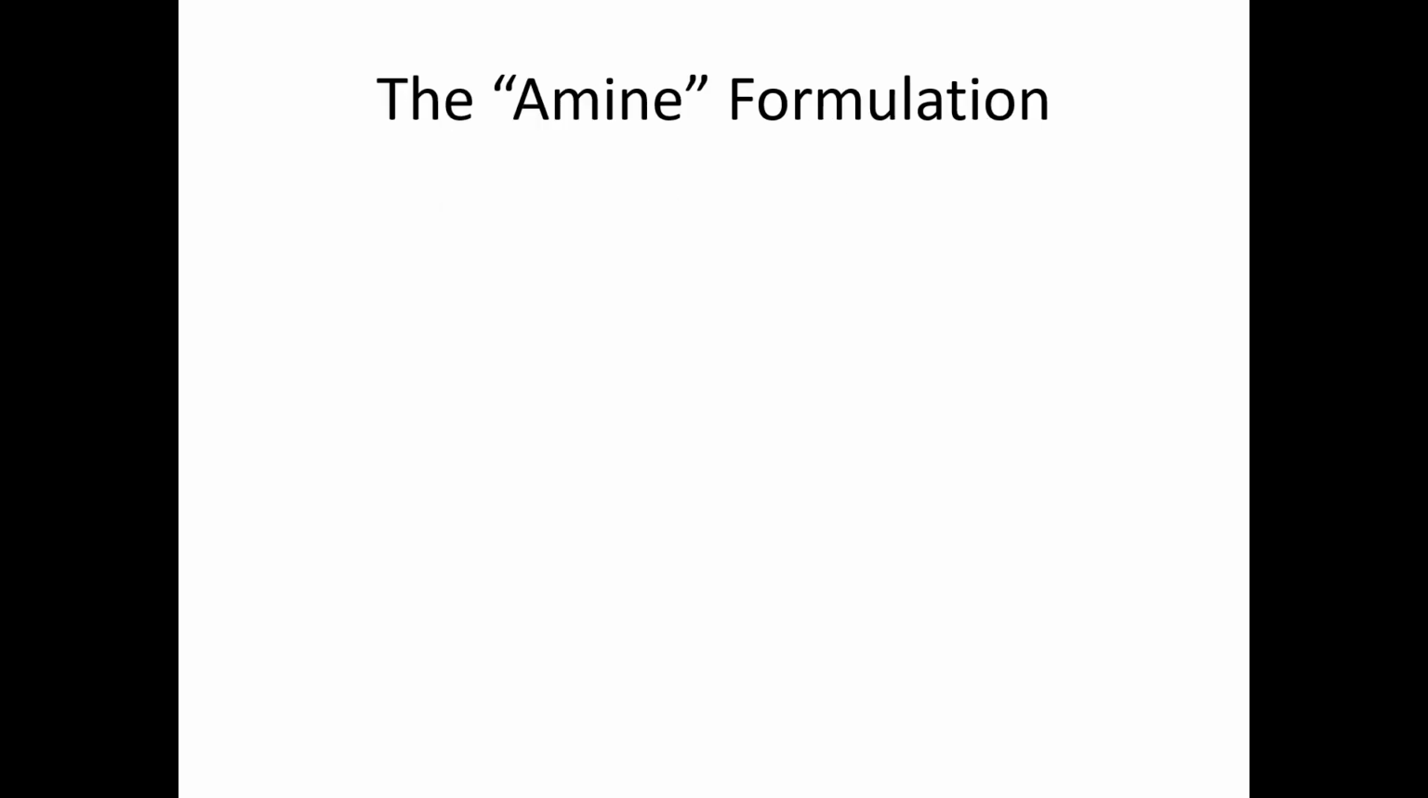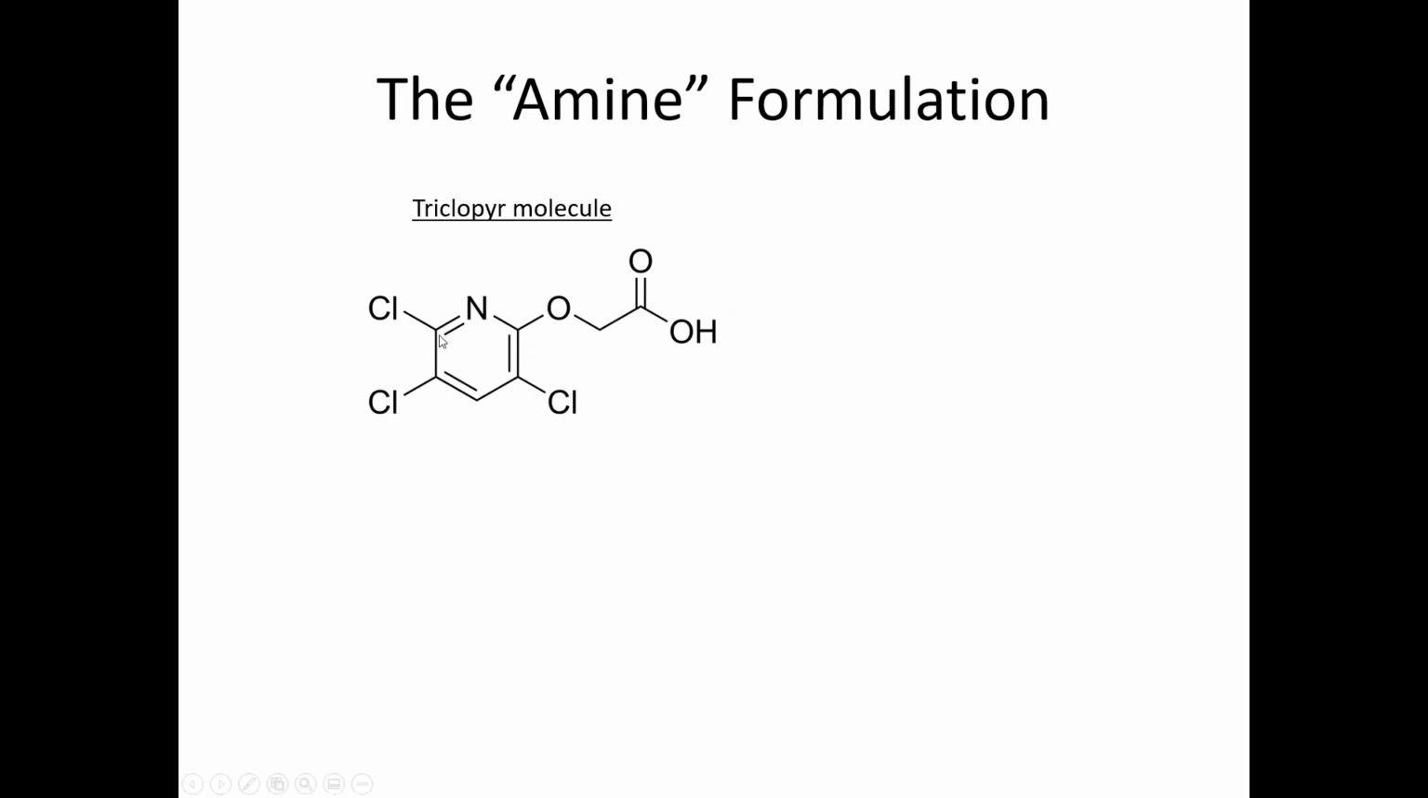Okay, so here we go. Now, this first part is going to be a little on the technical side, because what I'm going to do is go through the basics of these 4 key formulations we now have. So let's start with the good old Amine formulation that we've called it. So here we have our base Triclopyr molecule. We have our classic pyridine ring. Here we have our chlorine atoms attached to it, and then our carboxylic acid group. So this is what we know as Triclopyr.